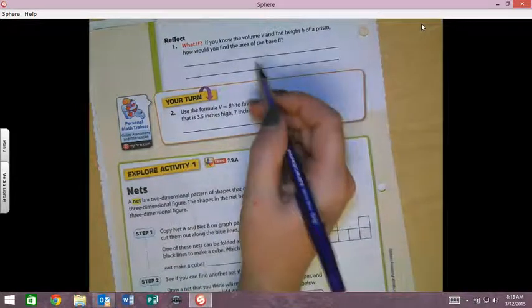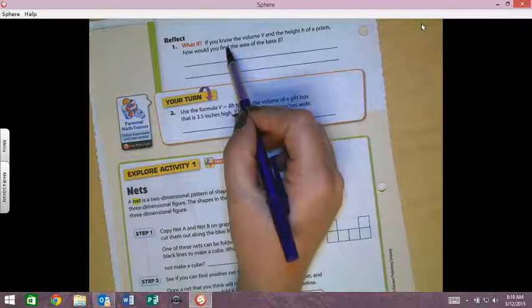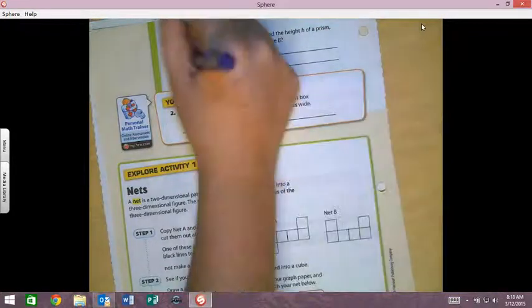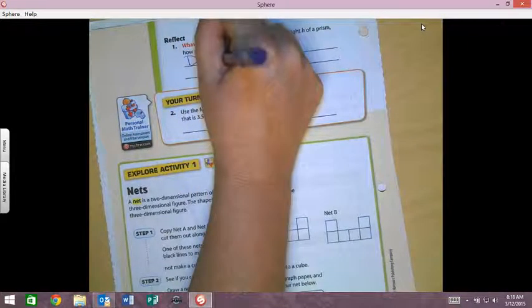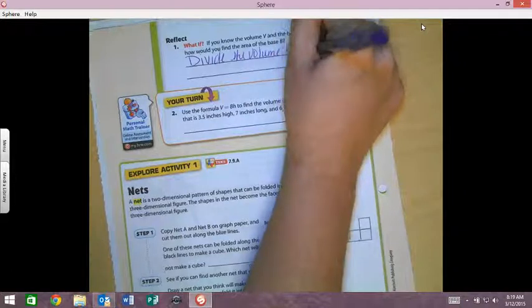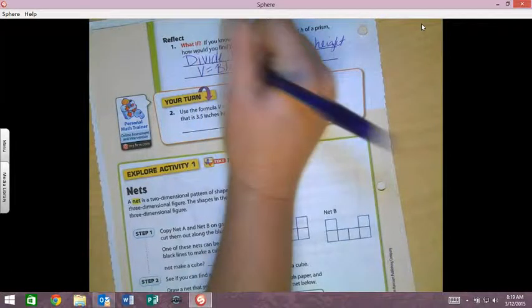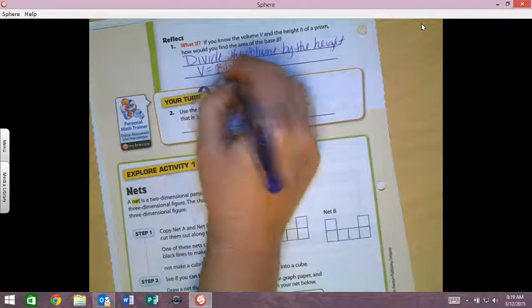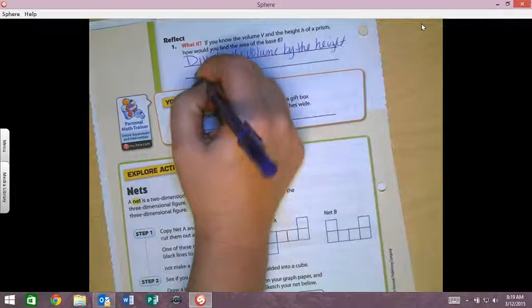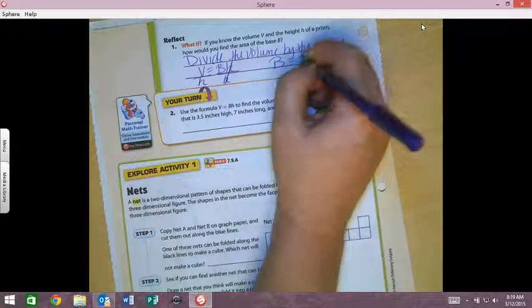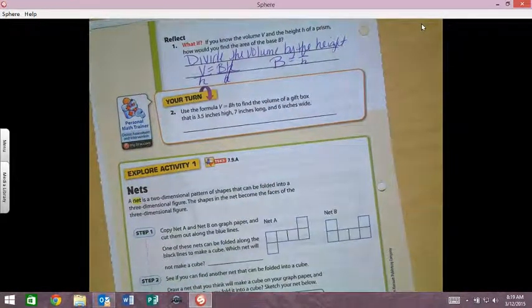Okay, so our reflect says, what if? If you know the volume and the height, would you be able to find the area of the base? All you would have to do is divide the volume by the height. That's it. So divide the volume by the height. Because if we have V equals big B times H, if we're looking for the big B, remember all we have to do is divide both sides by the height to get the B by itself. Those are going to cancel, and then we get big B equals volume divided by height. Okay, so solving just like a regular equation.